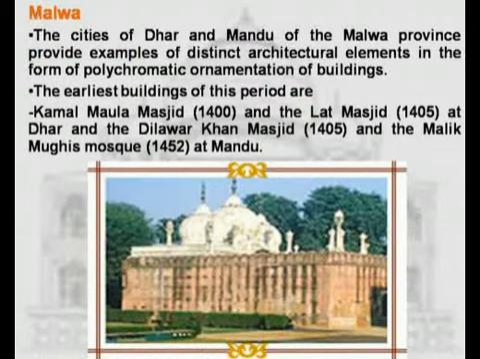Let's take up Malwa now. The cities of Dhar and Mandu of the Malwa province provide examples of distinct architectural elements in the form of polychromatic ornamentation of buildings, which was obtained by the use of colored stones and marble, as well as by means of encaustic tiles. Earliest buildings of this period are Kamal Maula Masjid, Lat Masjid at Dhar, Dilwar Khan Masjid, Malik Mughis's Mosque at Mandu, and so on.